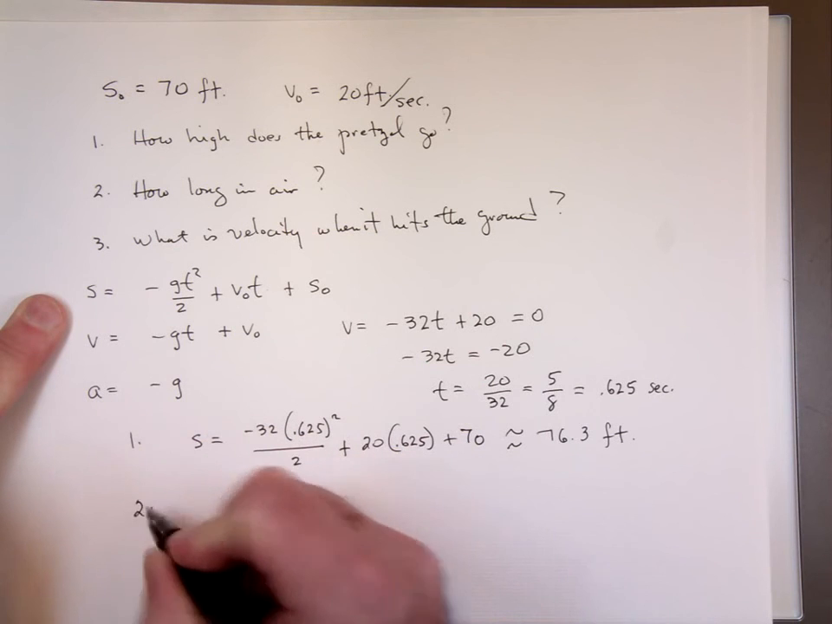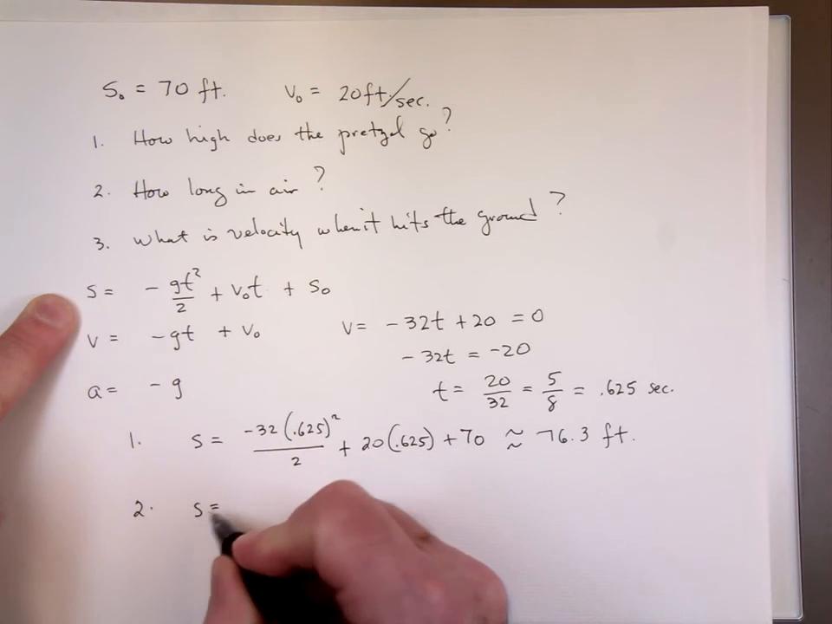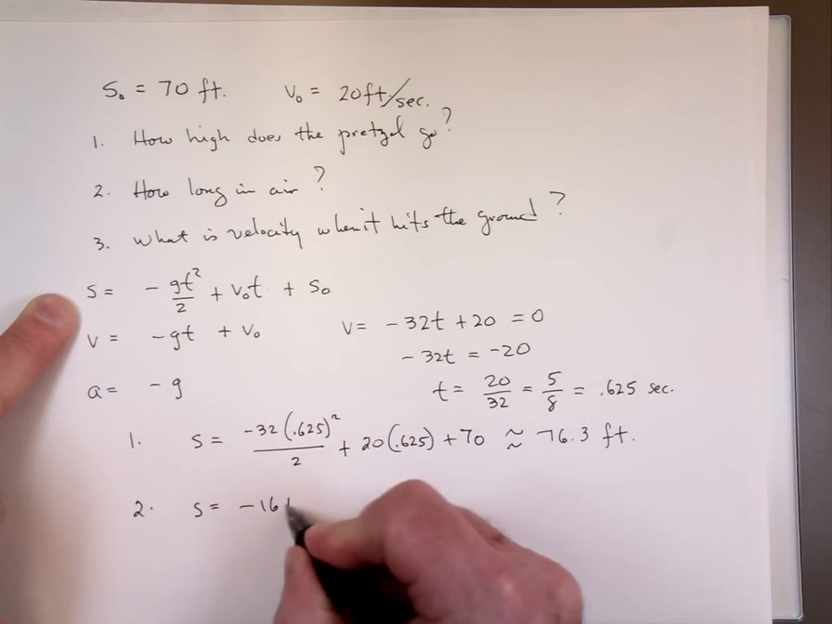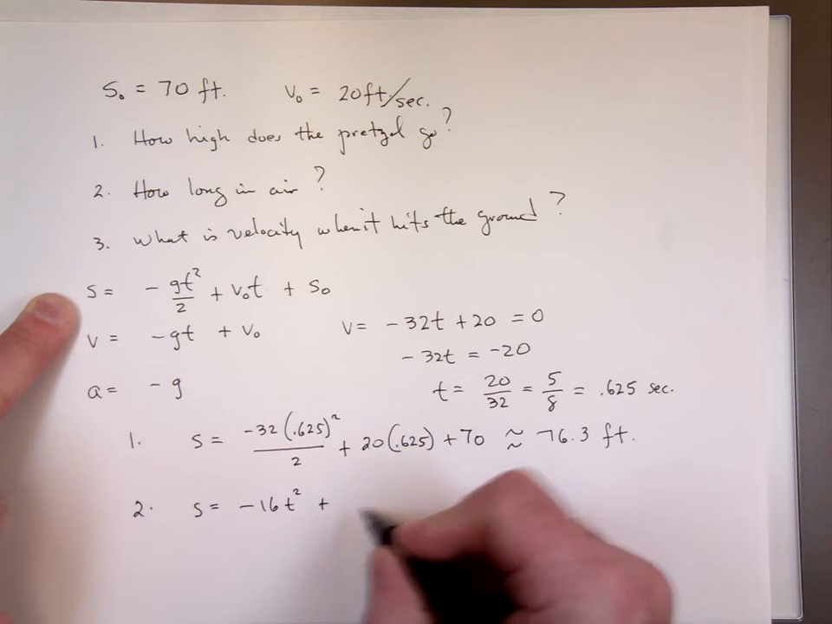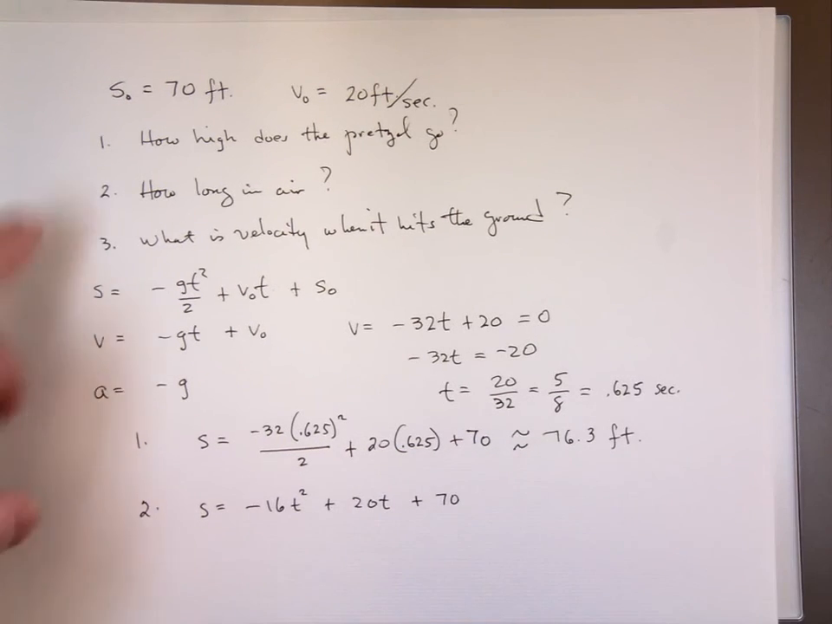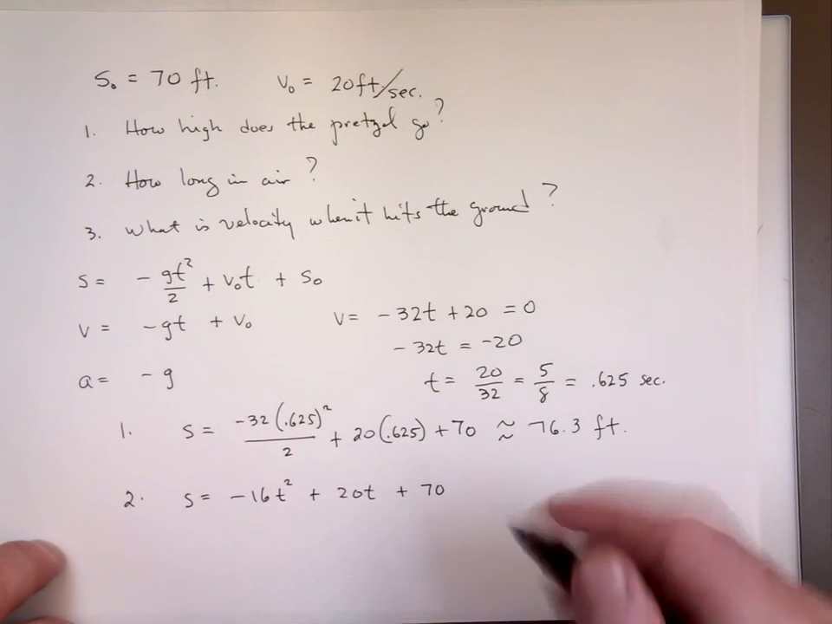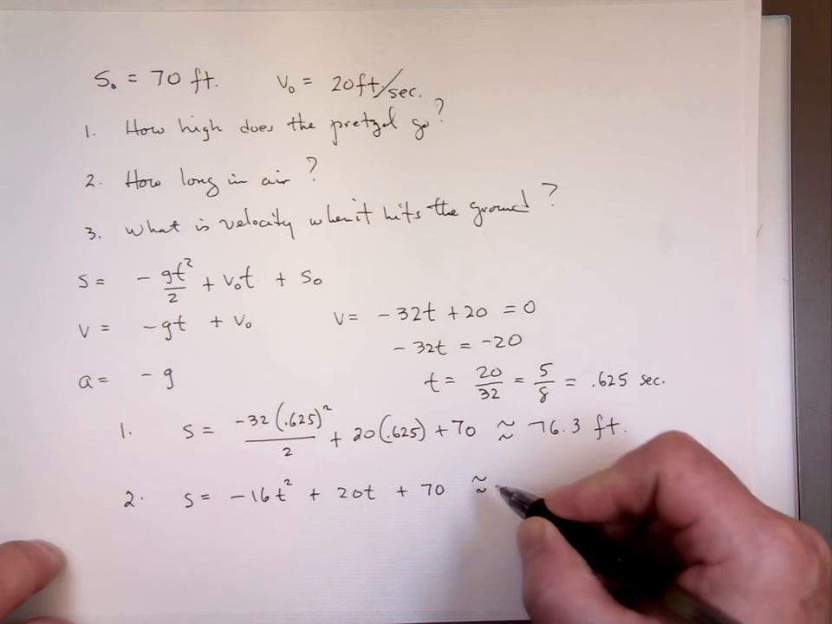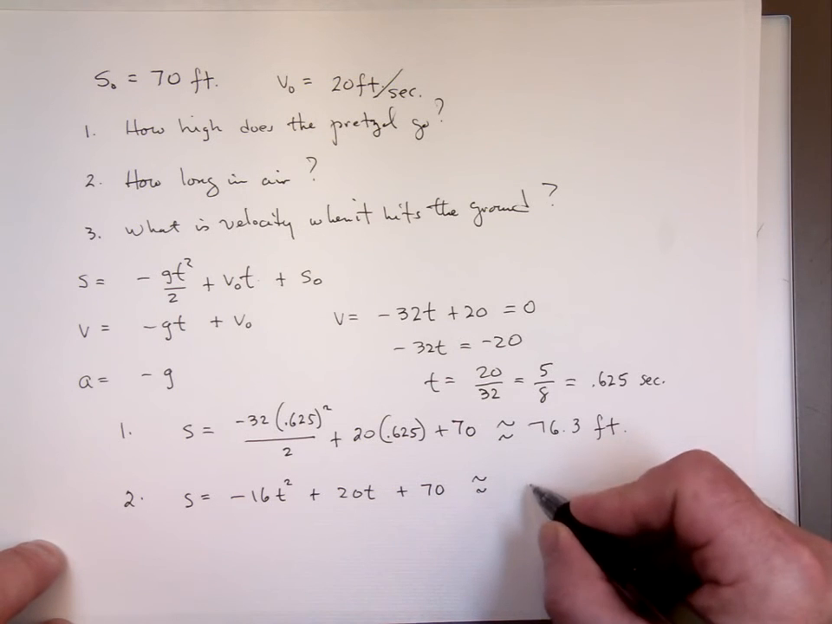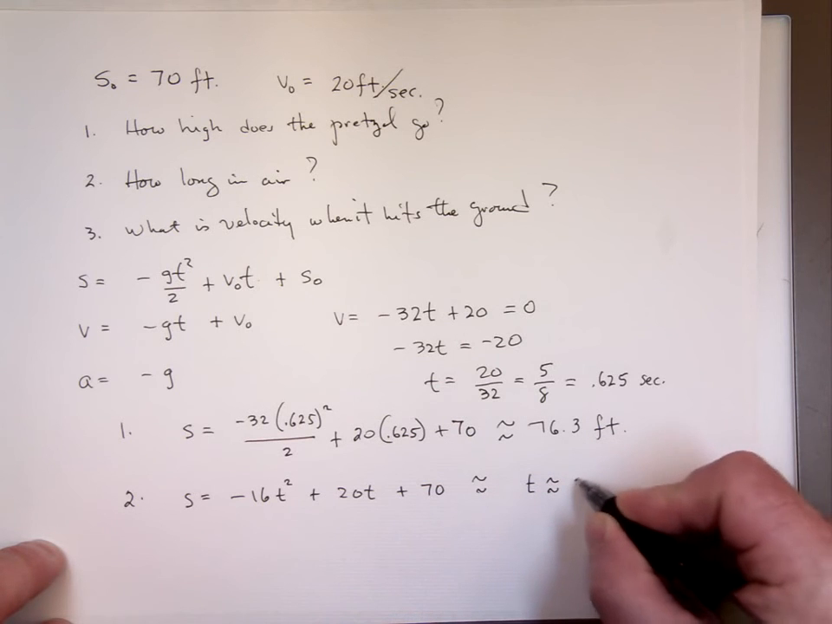So S is equal to negative 16 t squared plus 20t plus 70. Well, what the heck is this? I need someone with a good calculator to crank out the solution to this quadratic here. 2.8 seconds? Good deal. Okay, so t is approximately 2.8 seconds. Okay, nice.